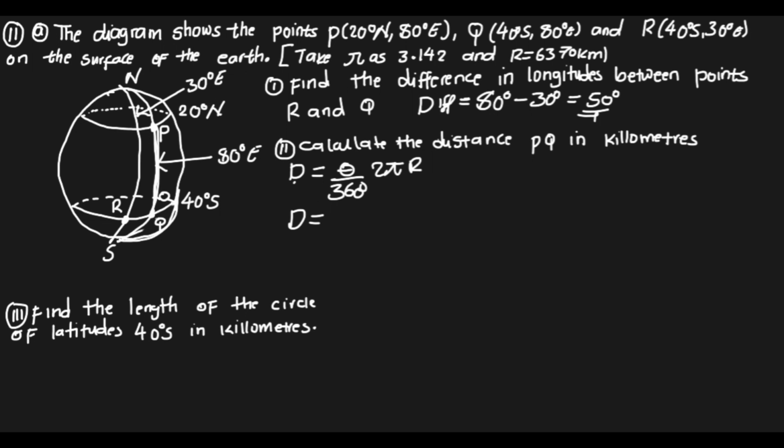So let's look at the latitude for P. Latitude for P is 20 degrees north. Latitude for Q is 40 degrees south. So we have one latitude from north and the other one from the south. So this time we are going to add for us to find the difference. So we'll say 20 plus 40 will give us 60 degrees. That's the rule, you add.